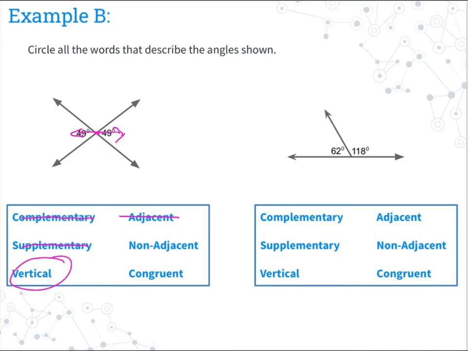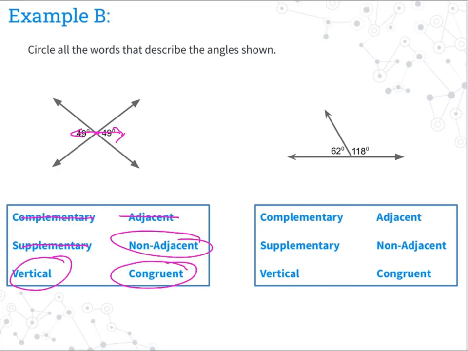And since they are not adjacent, since we just figured out they are not adjacent, we can pick non-adjacent. And are they congruent? Are they the exact same measurement? 49 and 49 are the same, so they are congruent angles. Now let's go take a look at example 2 over there.